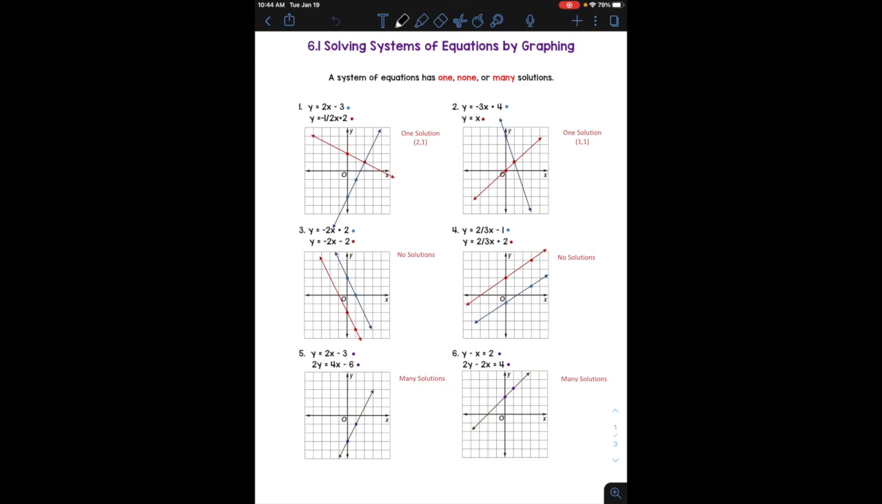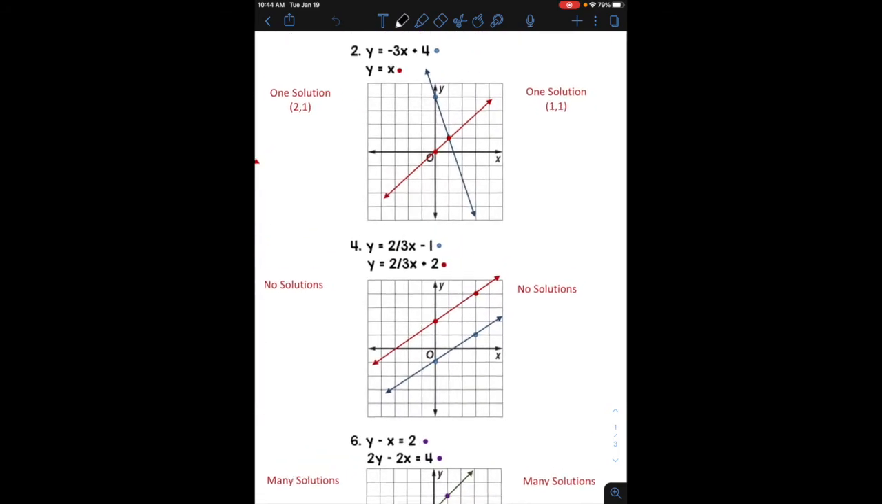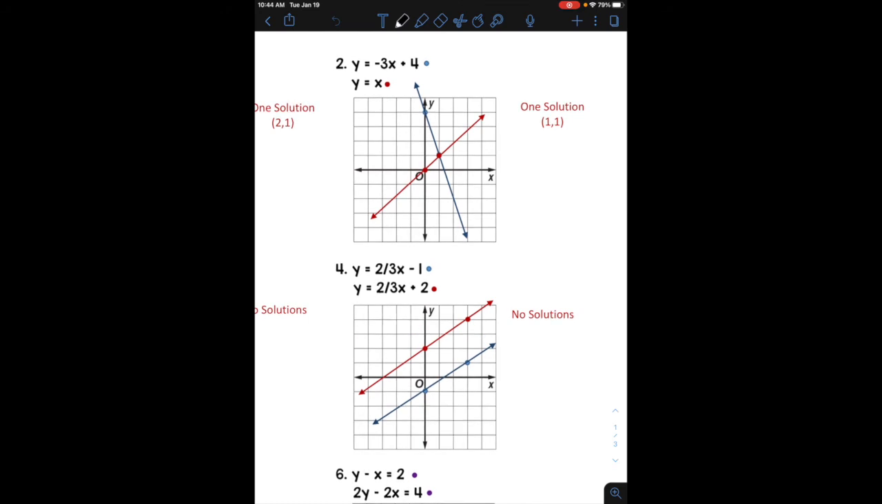Here are answers for our even problems of graphing systems of equations. Problem number 2, when you graph the two lines, they intersect at one point, which will show us there is one ordered pair that's a solution to the system, or one ordered pair that would be a solution to both of the equations, being the ordered pair (1, 1).